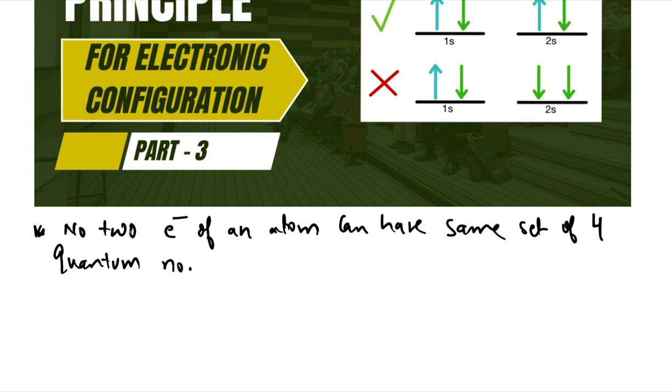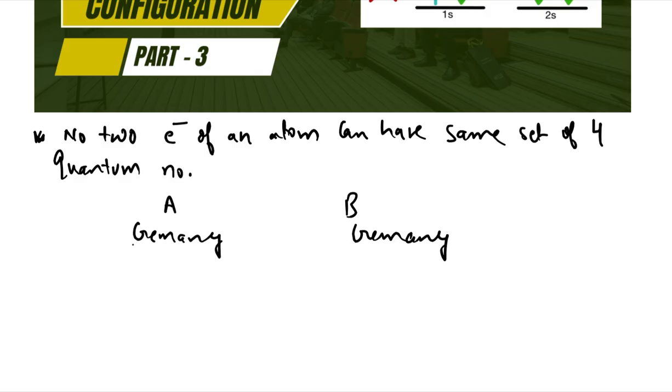Okay, so let's try to understand it in a little bit of layman language. Consider two persons, A and B. They both live in the same country, let's say Germany. Then they stay in the same state, let's say Berlin. And if we move further, let's say they also live on the same street, let's say Antonstrasse.